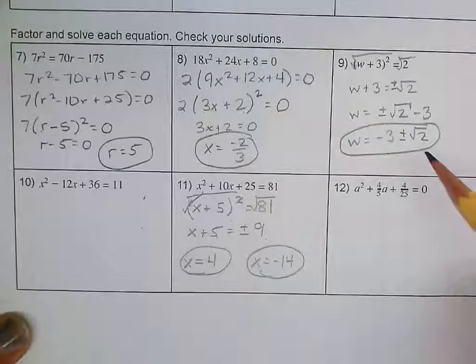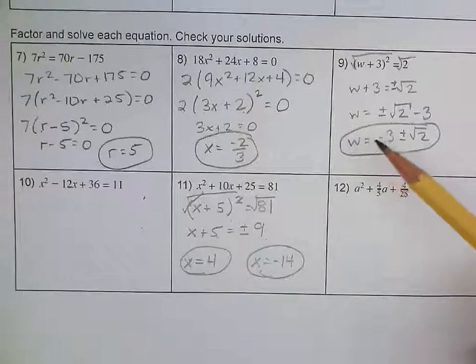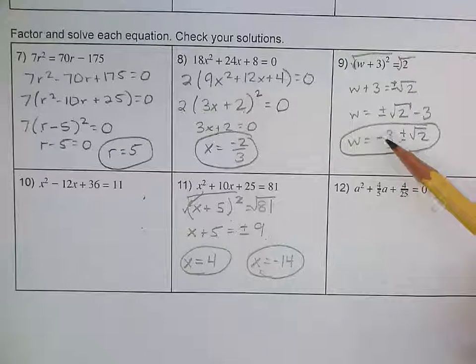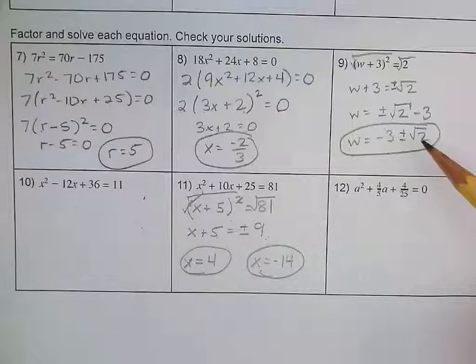So really, in this answer, we get 2 for 1. If we went and solved this in our calculator, we would put in minus 3 plus the square root of 2. That would be one answer, and minus 3 minus the square root of 2. That would be our second answer. It would give us two different values.